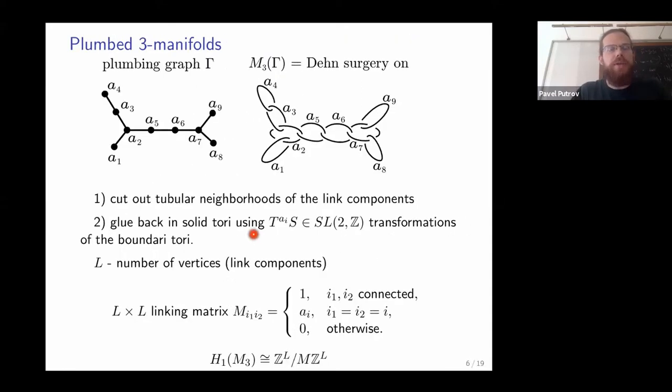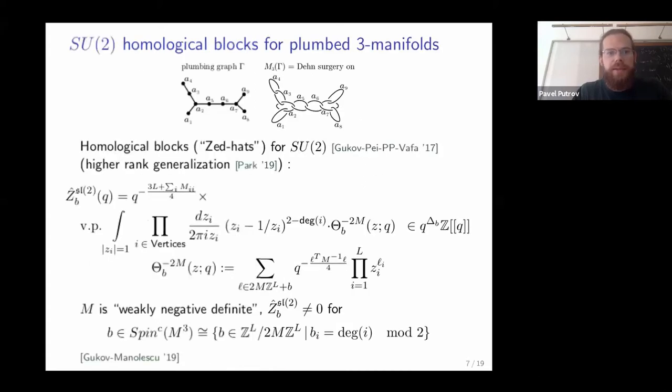In what follows, I will consider only three graphs, and moreover, I will assume that this manifold is a rational homology sphere, so the first Betti number is zero. In particular, this means that M is invertible over rational numbers.